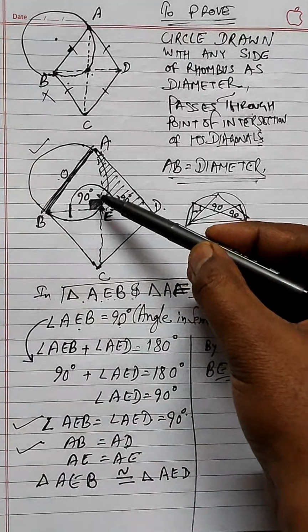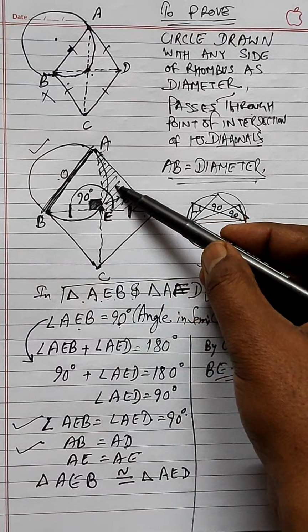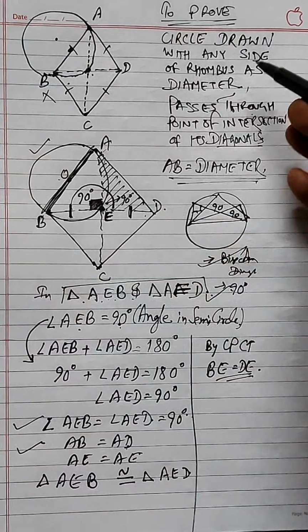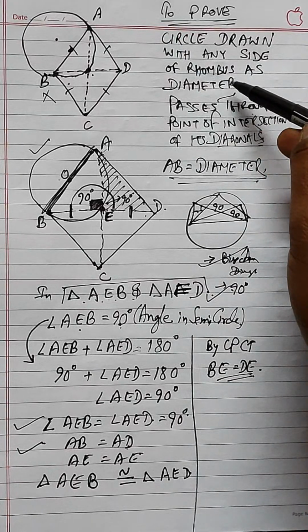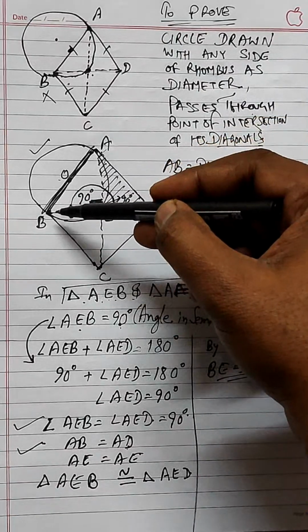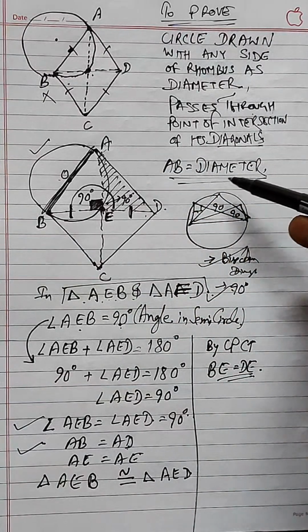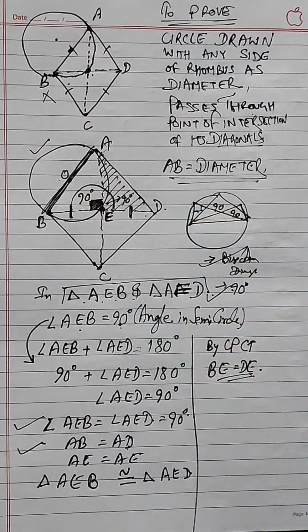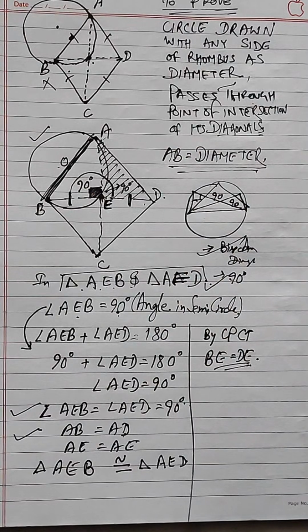You can see this was the angle in the semicircle, and since the congruency is proved, this is equal to this. So we can say that the circle drawn with any side of a rhombus as diameter, though here we have considered the side AB, passes through the point of intersection of its diagonals, right? This is the diagonal through which it's passing. I think you are able to understand this question.